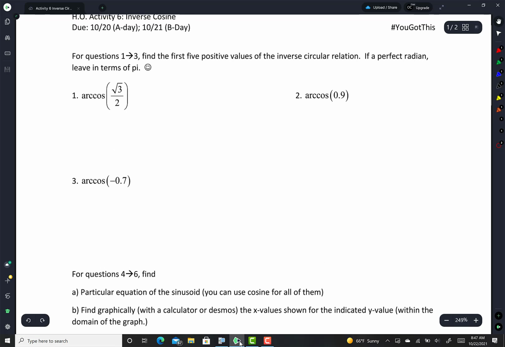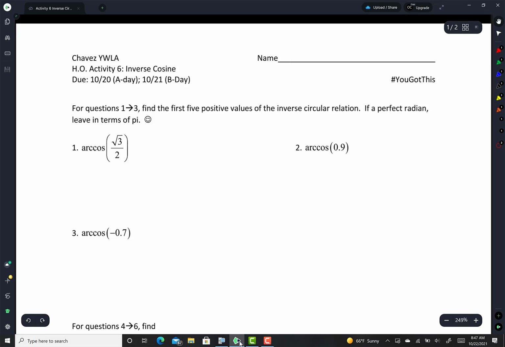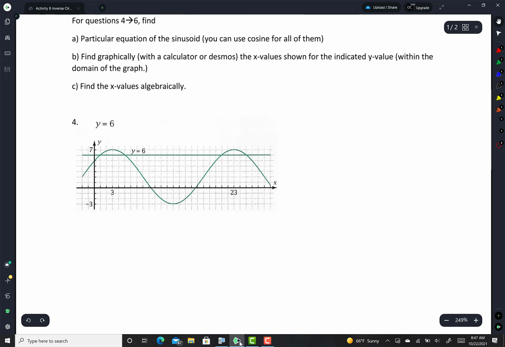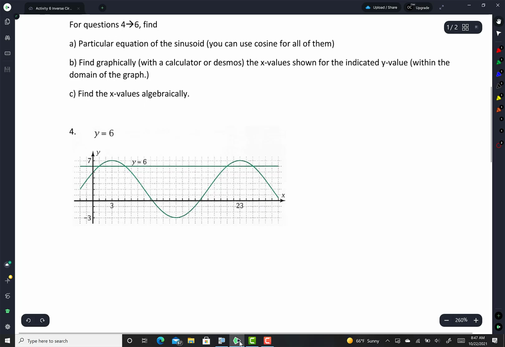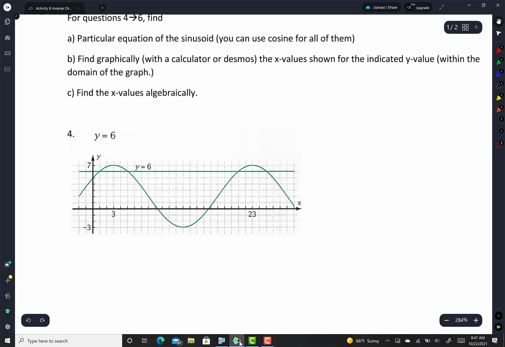Alright guys, we're going to get you started with activity 6 here. We're going to do number 4 together, and then after that, I think we will be good to go, right? Hopefully. Alright, so letter A says, find a particular equation of the sinusoid.